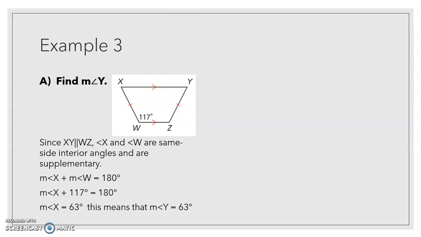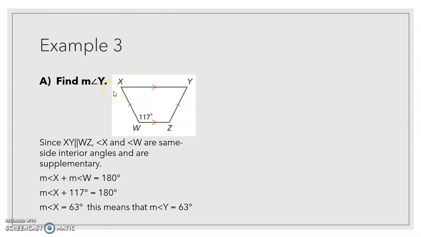Okay, so I used a few of the properties of trapezoids. The first thing I used is that WZ is parallel to XY. Now I can use any of the properties of parallel lines that I want. So notice they're parallel lines and they're connected by a transversal. Then what that means for me is that angle W, which is 117 degrees, is same side interior with angle X up here.